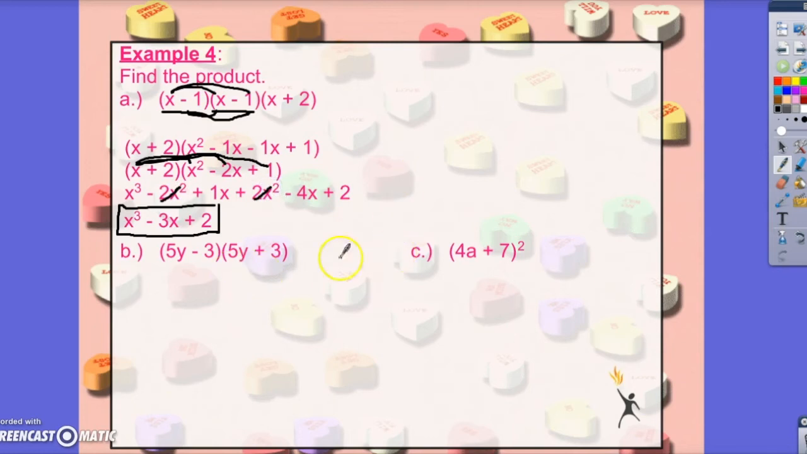All right, I want you to try letter B. B is FOIL, if you guys remember: first, outer, inner, last. So why don't you pause the video and try that one.